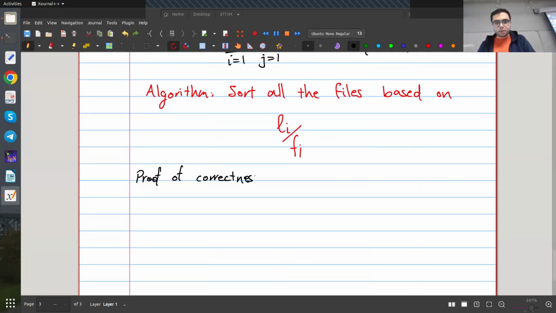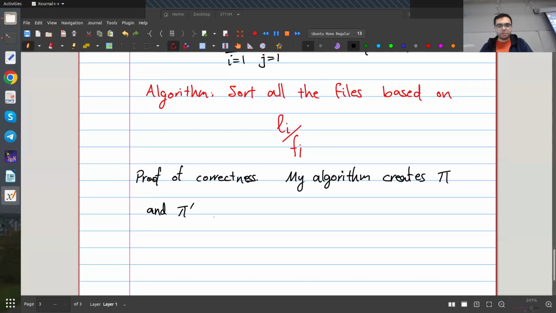Suppose my algorithm outputs some permutation P, and someone claims that P prime, another permutation, is optimal. I want to show that the cost of P is less than or equal to the cost of P prime.